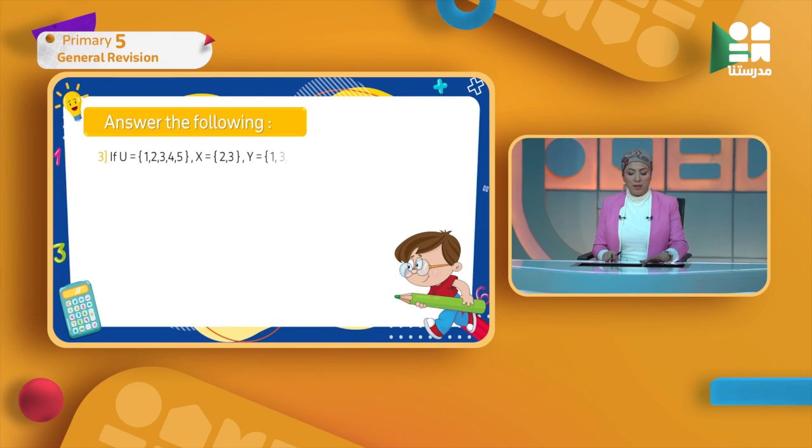Answer the following. Here, if I have the universal set of elements 1, 2, 3, 4, and 5, set X equals the elements 2 and 3, and set Y equals 1, 3, and 5. And I want you to represent these sets by a Venn diagram and to find X union Y and X intersects Y. Let's go to the board to draw this together and answer the questions.